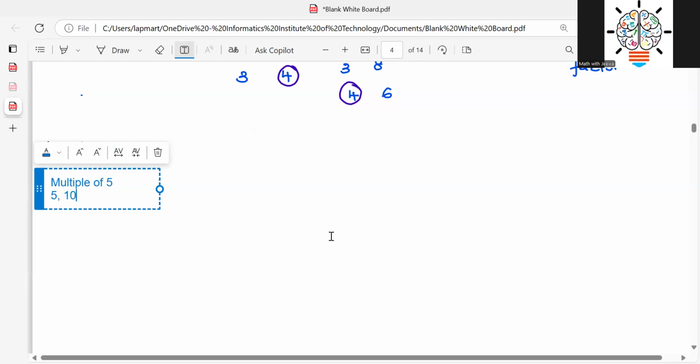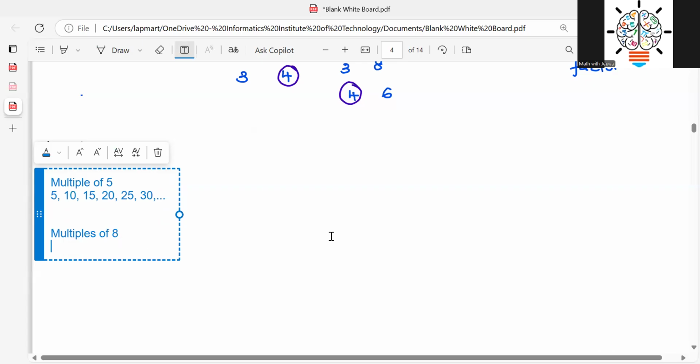5, 10, 15, 20, 25, 30, and so on. So then if I ask you to write multiples of, let's say, 8, how do you write? 8, 16, 24, 32, 40, and so on, like this, right? So then this is how you write the multiples.